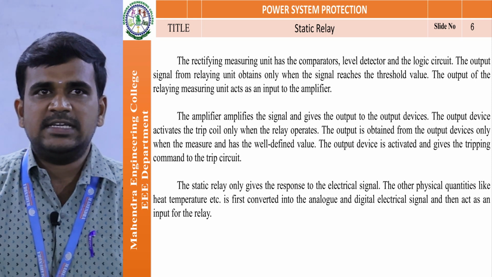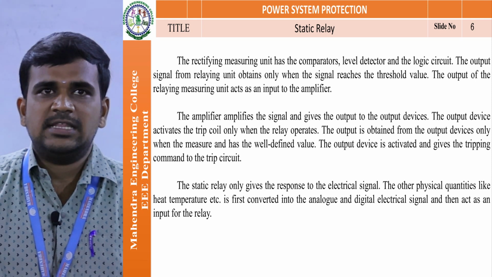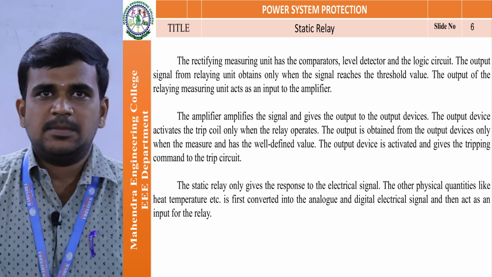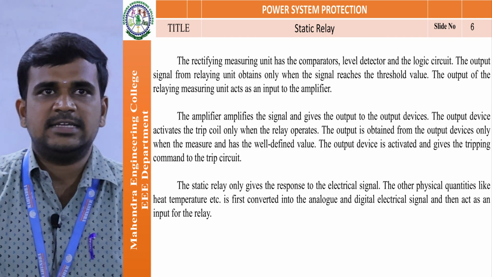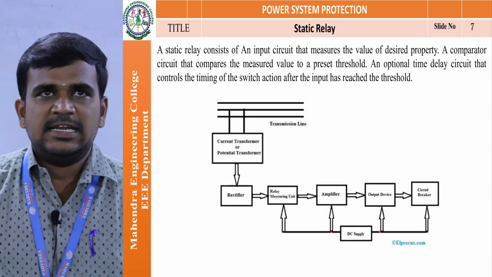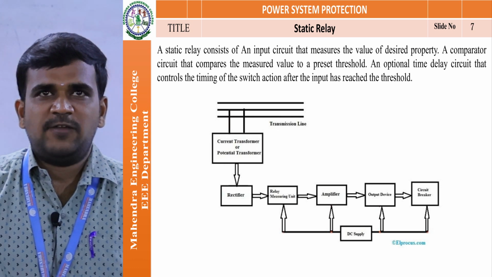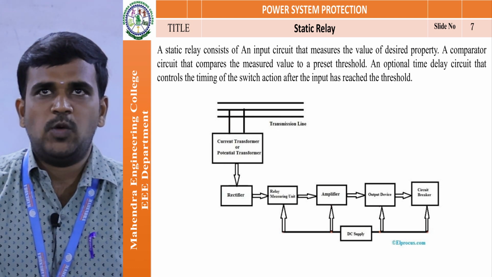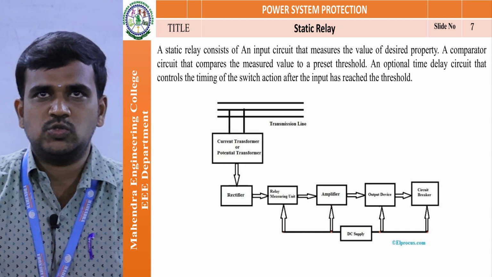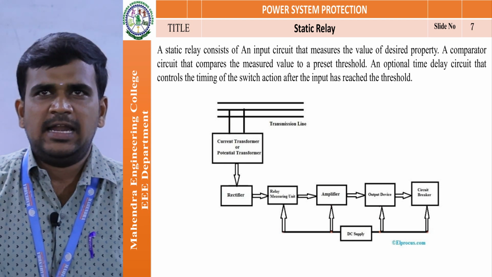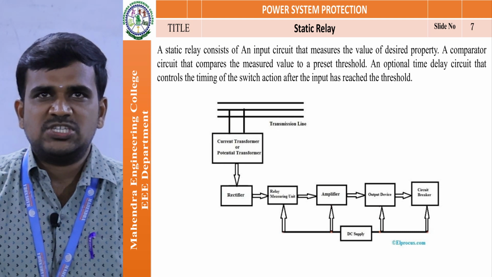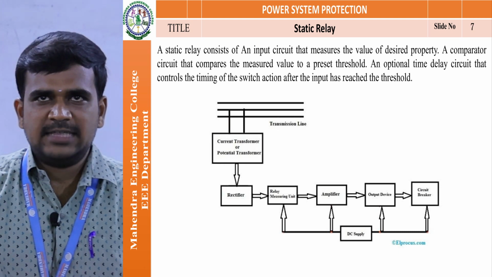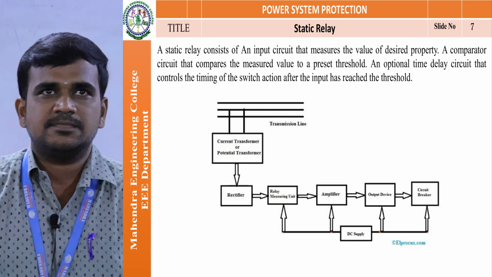Other physical quantities like heat, temperature, volume and so on are first converted into analog or digital electrical signals, and then act as an input for the relay. The static relay consists of an input circuit that measures the value of the desired property, and a comparator circuit that compares the measured value to the preset threshold. An operational time delay circuit controls the timing of the switch action after the input has reached the threshold.